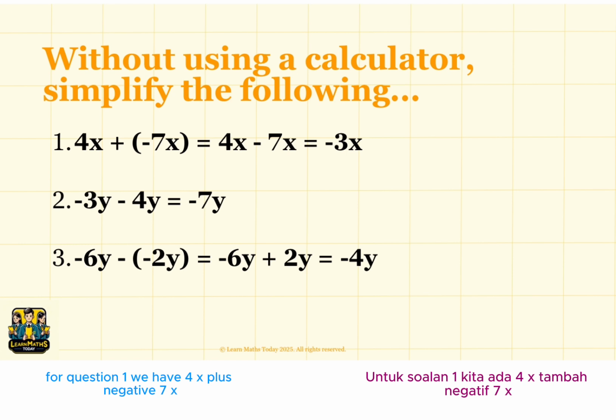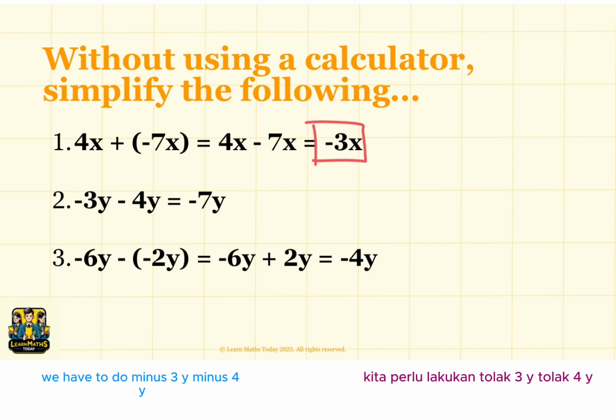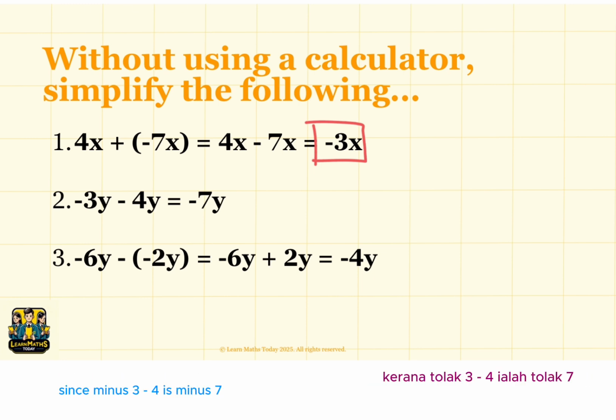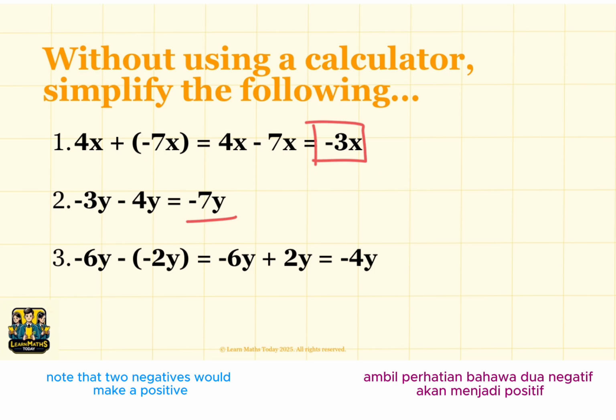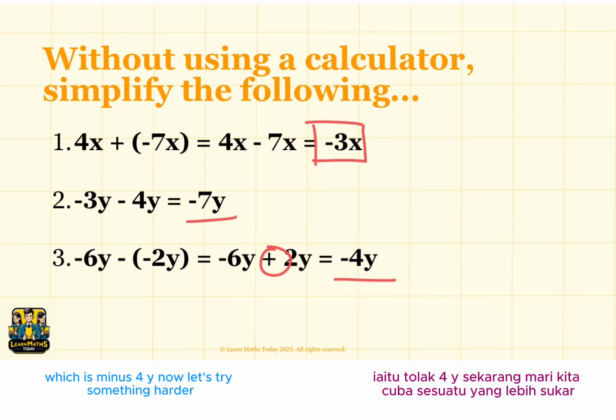For question 1, we have 4x plus negative 7x. We will then make it 4x minus 7x to get the final answer minus 3x. For the second question, we have to do minus 3y minus 4y. Since minus 3 minus 4 is minus 7, the answer would just be minus 7y. For the third question, it's minus 6y minus negative 2y. Note that two negatives would make a positive, and so it's easier to simplify the expression before we carry on and find the final answer, which is minus 4y.